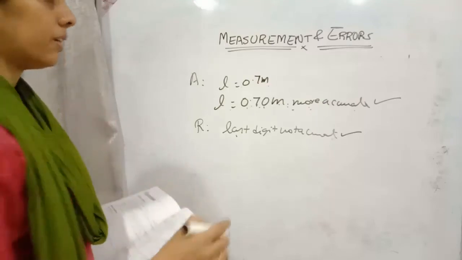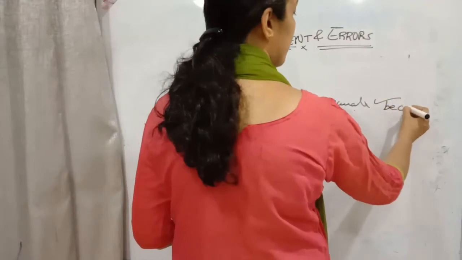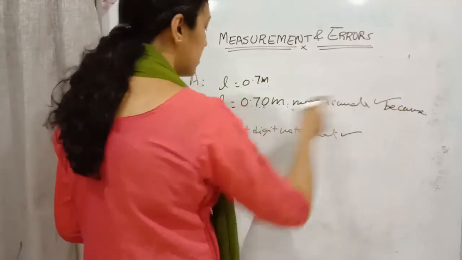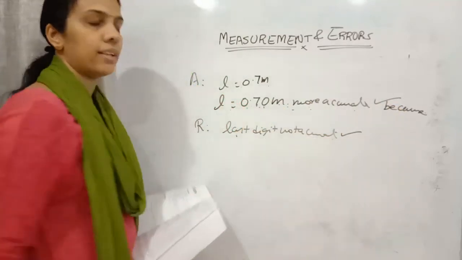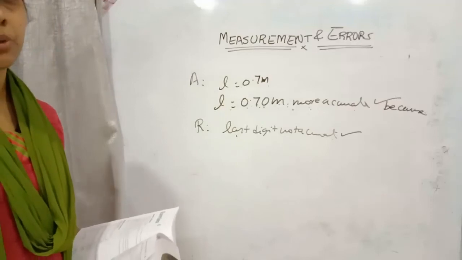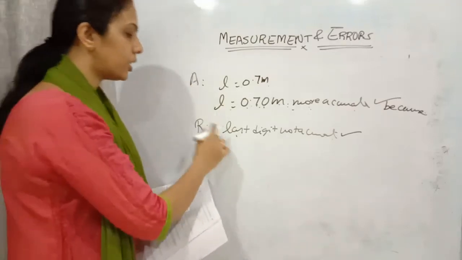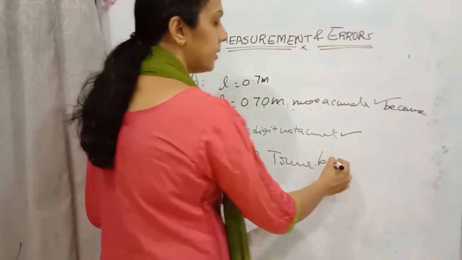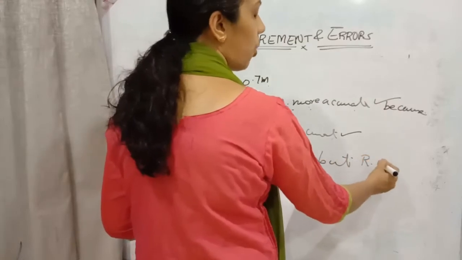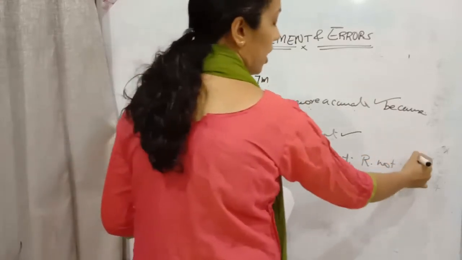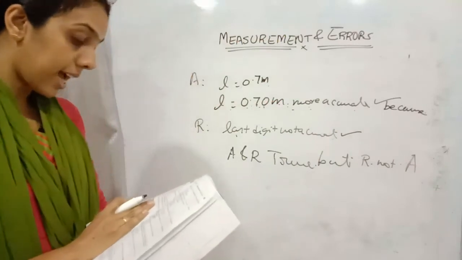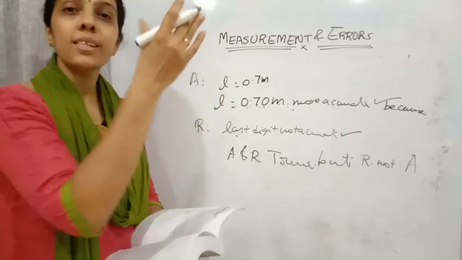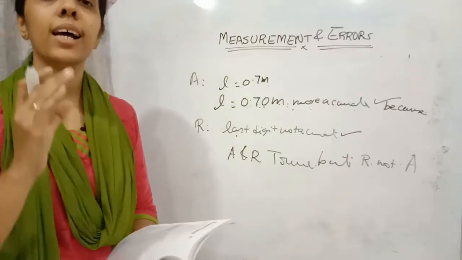Now we should write down 'because'. 0.70 meter is more accurate because last digit is not accurate. Is it coming correct? No. But assertion and reason are true, but reason is not the correct explanation for assertion. Here we will get the answer as B. Okay, children, this is how we should verify and find out the assertion reason questions.